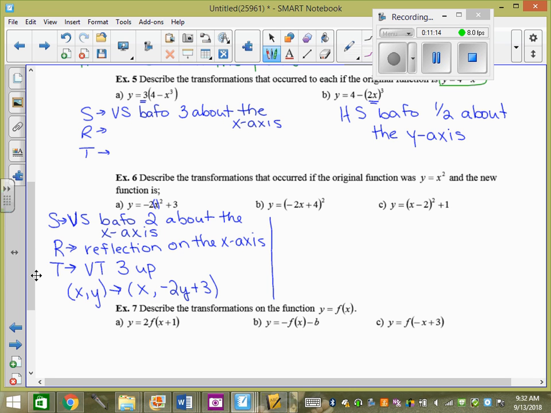We need to have a 1 in front of that x in order to state the proper transformation. So we'll always get our stretches right and our reflections right, but our transformations are going to be wrong if we don't remember to take that value out. So what are we going to get? We're going to get y equals negative 2 bracket x.